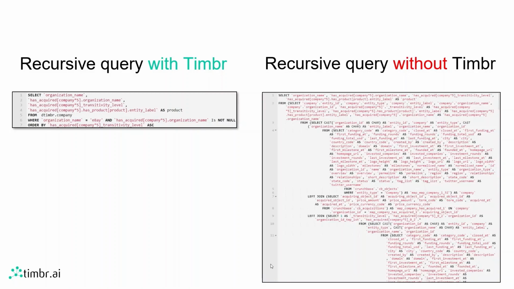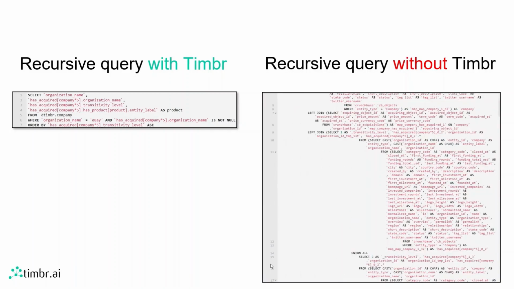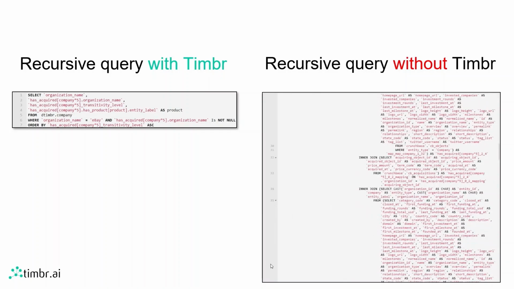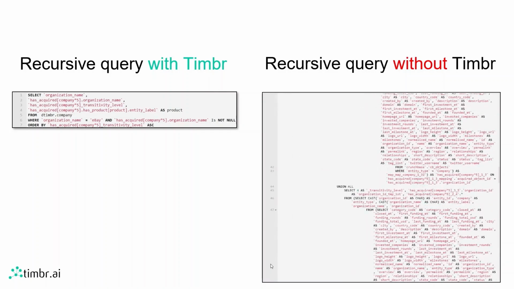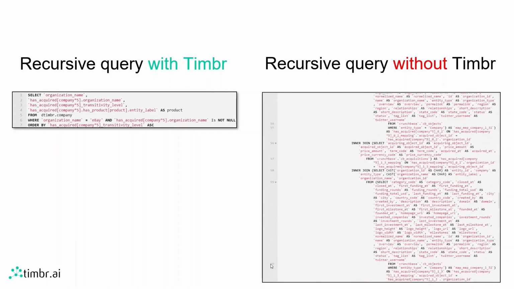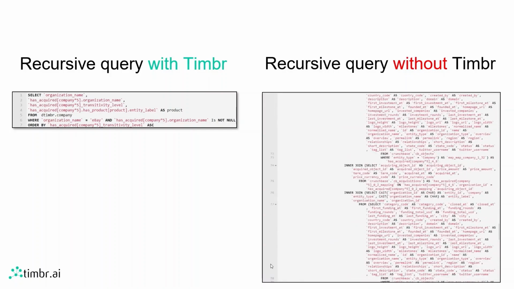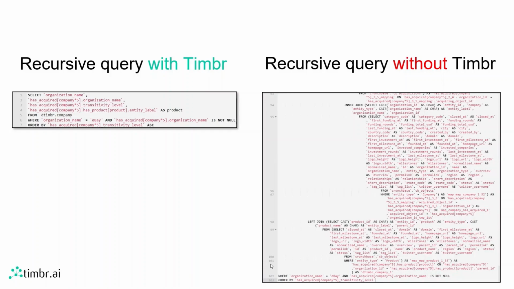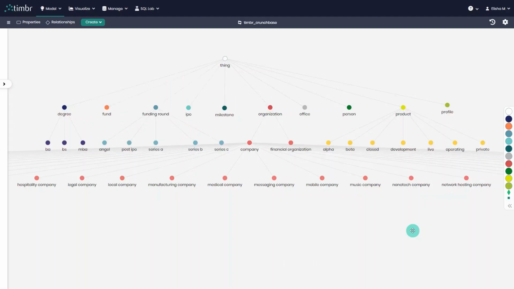Timbr's transitive relationships enable users to write hierarchical recursive SQL queries without much effort because they eliminate the need for join and union commands. As a result, Timbr users significantly accelerate time to answer, and queries are easier to maintain and reuse. So let's see an example of how this works using a Crunchbase dataset.